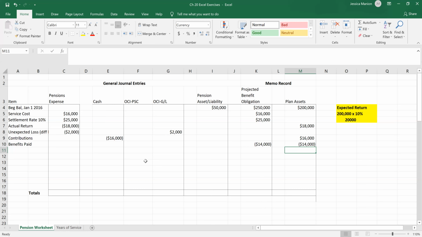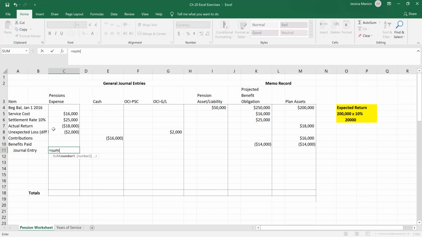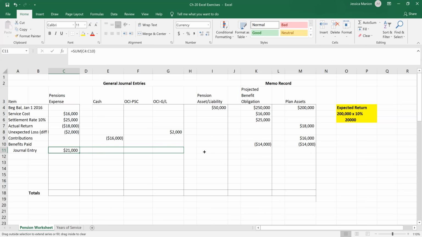And I think that's the last thing that we have to put here for our journal entry. So we can total up our columns. And let's see here. If we do it just right here, our journal entry, total these up, equals the sum, and I'll just grab all of them here. Pull it along.